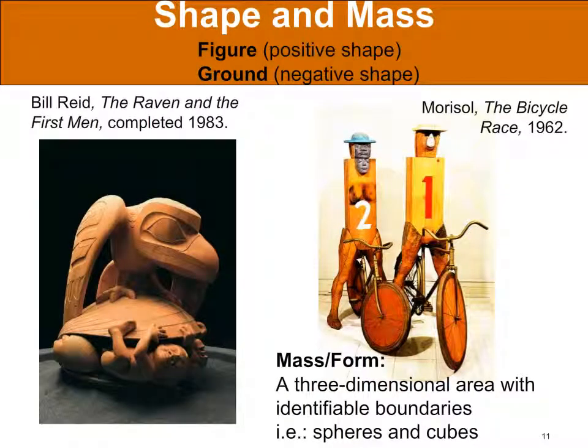Mass is a three-dimensional form with boundaries. A square is a mass. My body is a mass. Mass also has positive and negative shapes. In Bill Reed's beautiful sculpture depicting the discovery of humans by the raven, which is a story told by the Haida people in the Pacific Northwest, you can sense which areas come forward and which ones are concave or go back from us in space. The concave areas are the negative spaces, and those that come forward toward us are the positive spaces. Also, clearly it is created using more rounded or organic shapes. This Mora sculpture, the bicycle race, is created using geometric shapes.